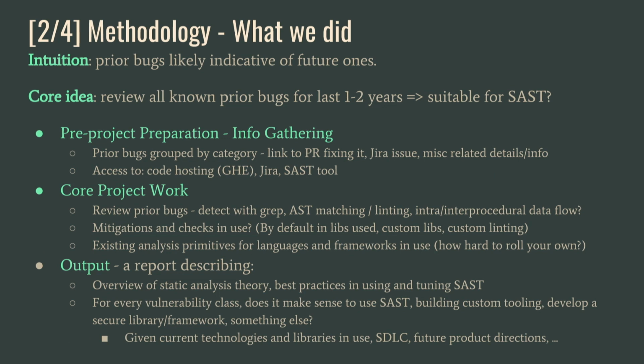OK, so the intuition behind what we did is that prior bugs are likely indicative of future bugs, right? There are always unknown unknowns, but I think in most cases this is a reasonable assumption. So the core idea for what we did is let's review all prior known bugs over the past couple of years and determine, is this suitable for static analysis? So first, we worked with the security team to group a bunch of prior bugs by categories.